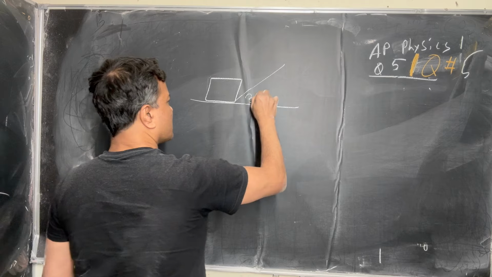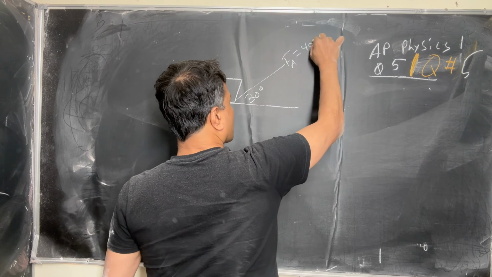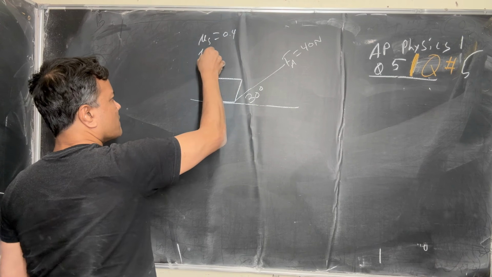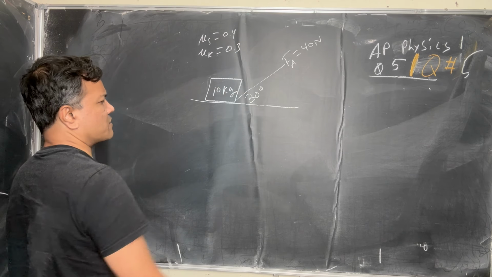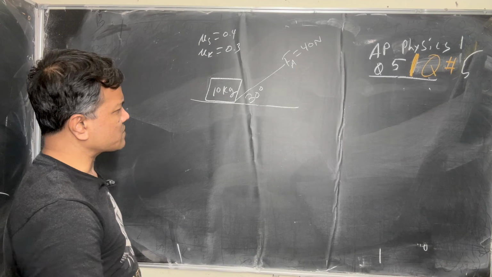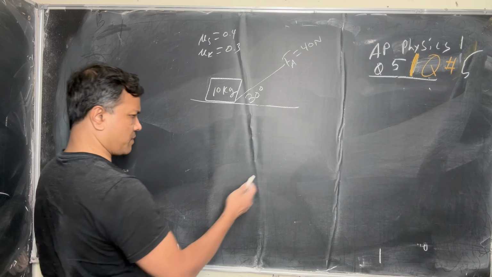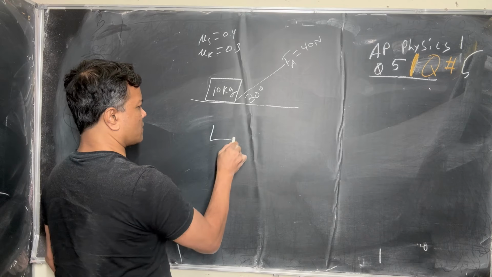Okay, let's say 30 degree. You apply a force of 40 Newton, and there is a mu s of 0.4, mu k 0.3. I think this is mu k, but not sure. Okay, so what's going on? What do we need to do? We need to find out the acceleration. How? By free body diagram. Okay, let's draw the free body diagram.